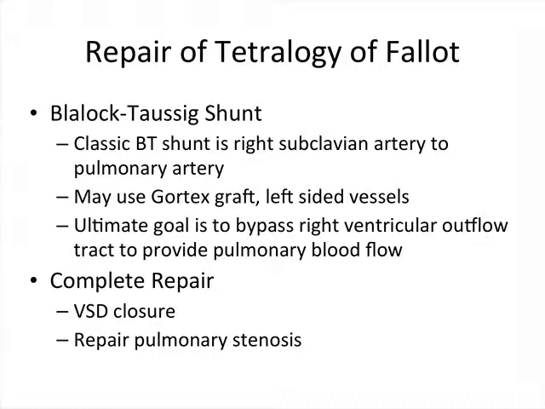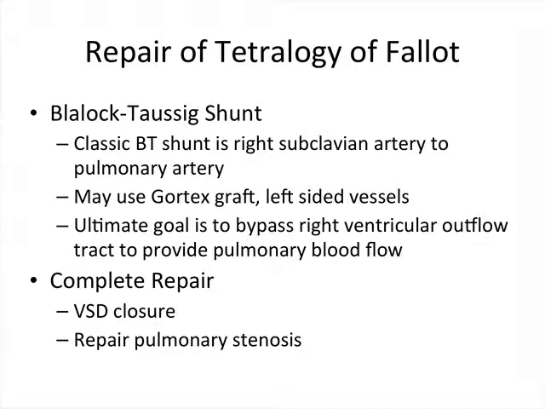A classic BT shunt involves anastomosis of the right subclavian artery to the pulmonary artery. A Gore-Tex graft may also be used to create a BT shunt, and shunting can then be done from the left-sided vessels. The ultimate goal of a BT shunt is to bypass the right ventricular outflow tract to provide pulmonary blood flow, which then goes to the left heart and is ejected as systemic cardiac output.